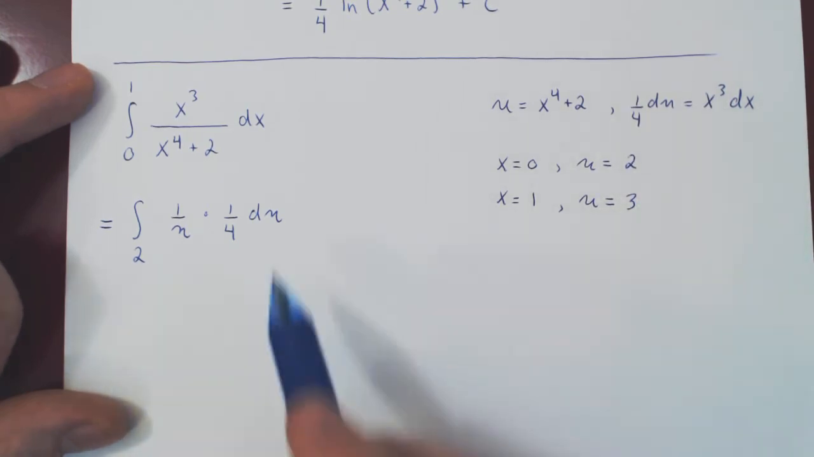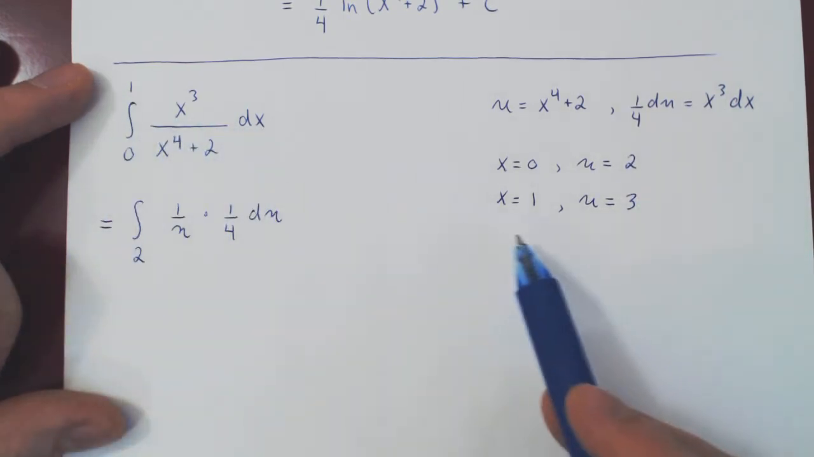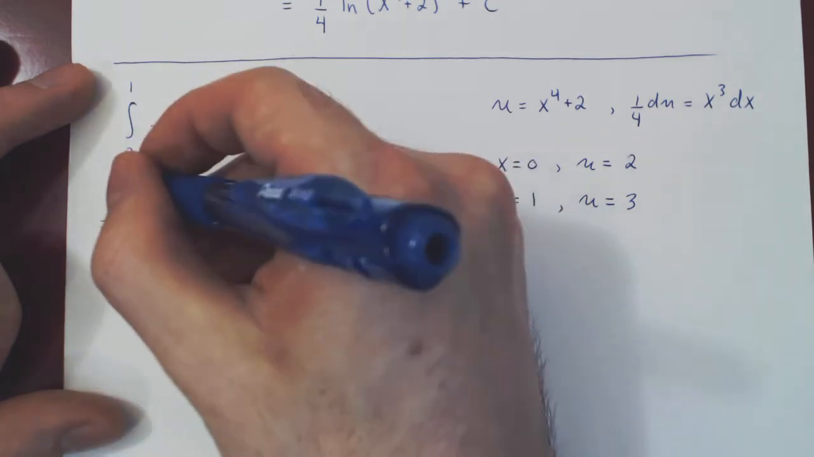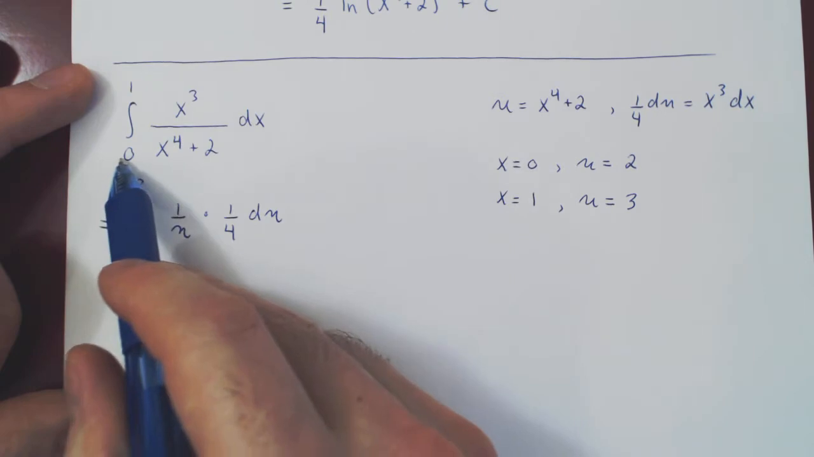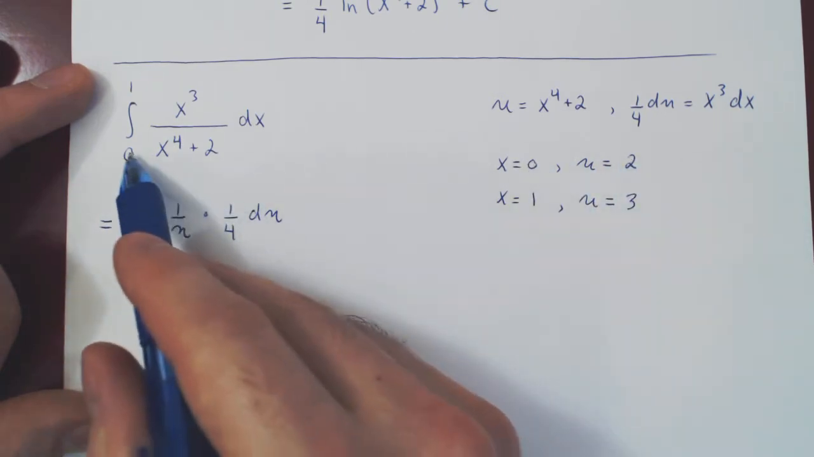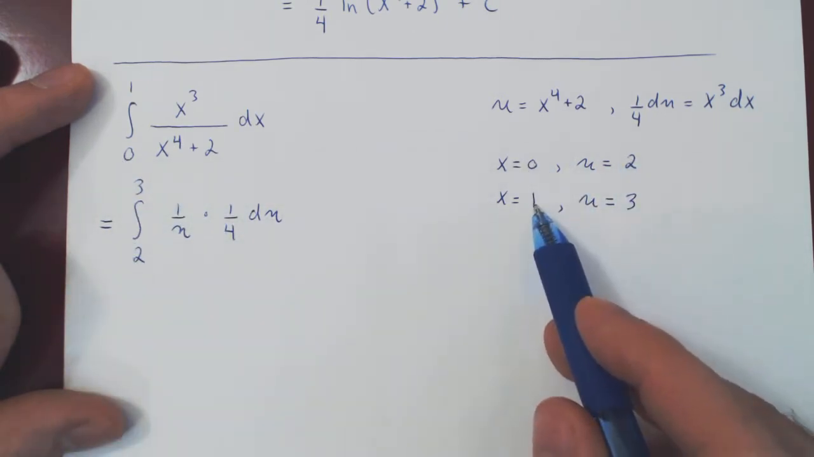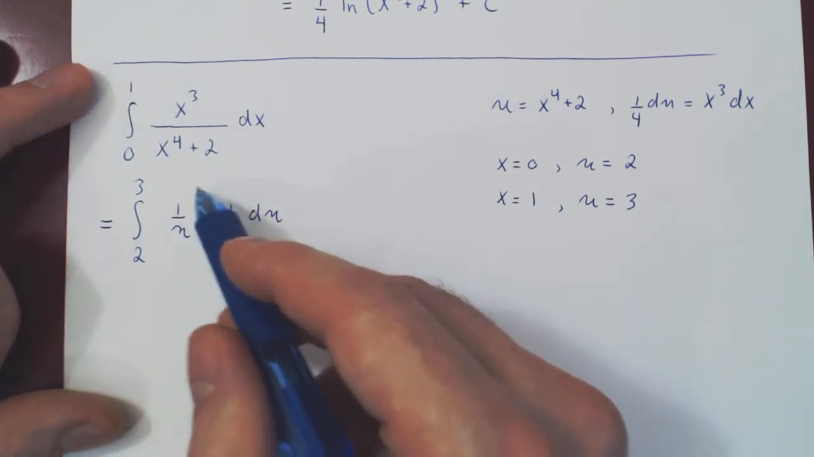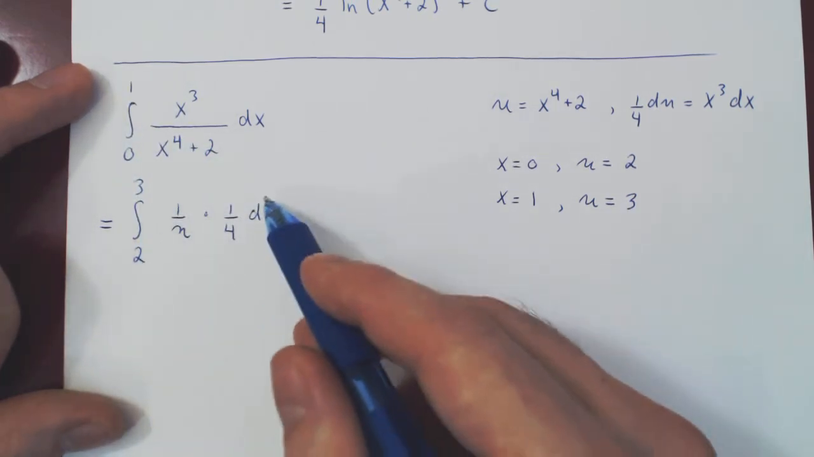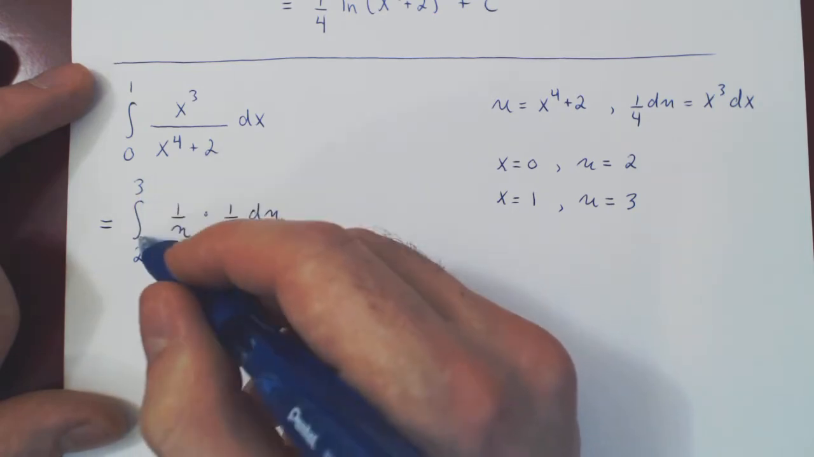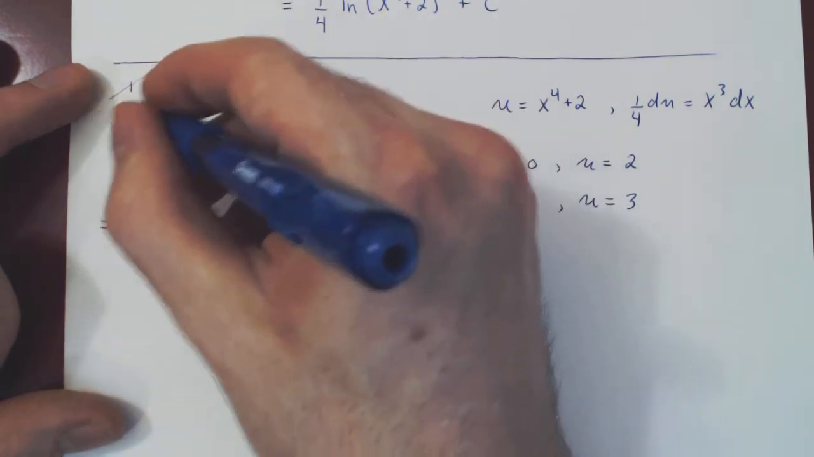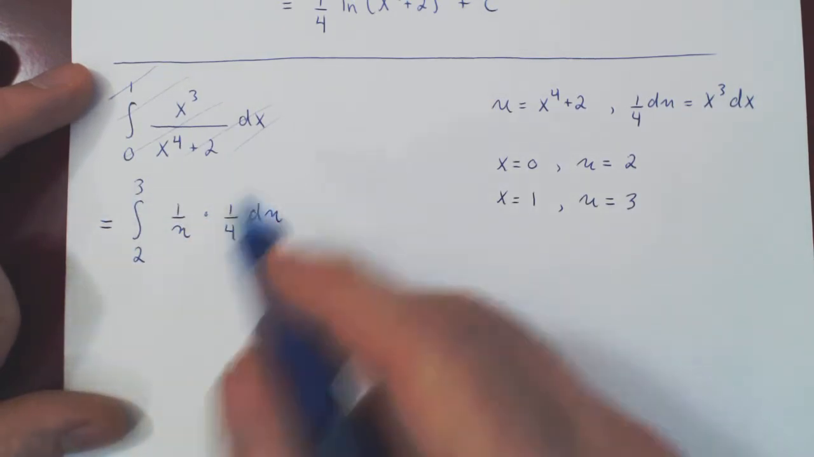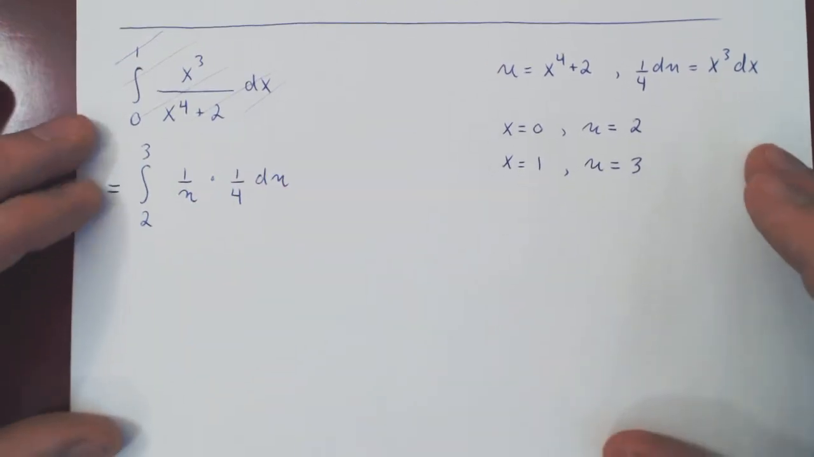So, when x is 1, u is 3. So 0 becomes 2. 1 becomes 3. And now that we have the new integrand as a function of u, the new bounds as a function of u, we can leave the old integral behind and never go back to x and finish this off as a function of u.